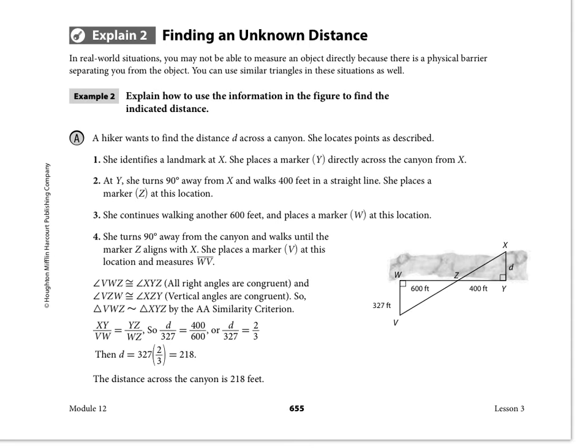Sometimes you may not be able to measure distances because there are barriers in your way, or they're just a physical distance that's too far for you to measure. So in this example, we have a very smart hiker who's finding some distances across a canyon by placing some markers. First she identifies a landmark that she wants to use as a point of reference at X. She's placing a marker directly across the canyon at Y.